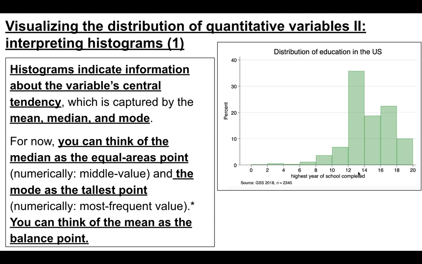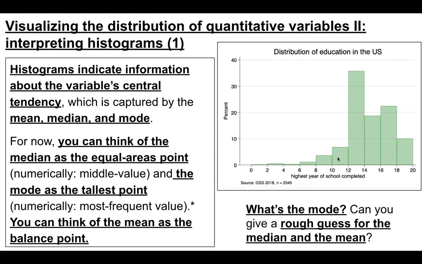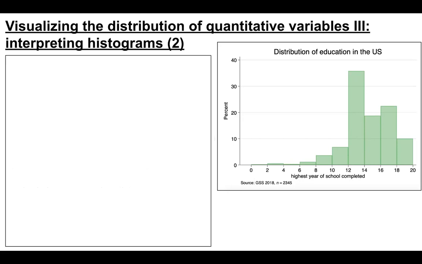So the balance point would be, if you imagine basically a lever here, where would you place the fulcrum? And in this case, we've got some observations out here that are a little bit far from the center. So we might think that the mean is actually coming down here a little bit lower than the median, something like that. And so we already answered these questions.